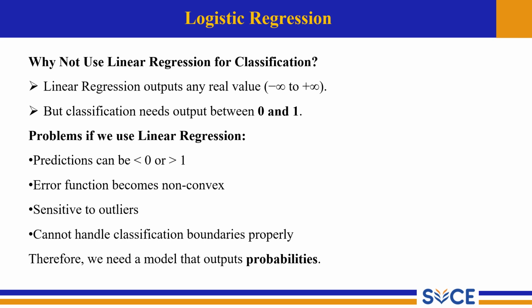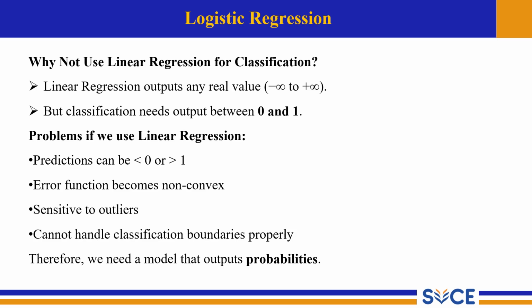Third one is the error function becomes non-convex. Another issue is the error function. In regression, we minimize squared errors, which works well for continuous outputs. But when applied to classification, the error surface becomes non-convex. This means optimization is harder and the model may not converge to a useful solution.